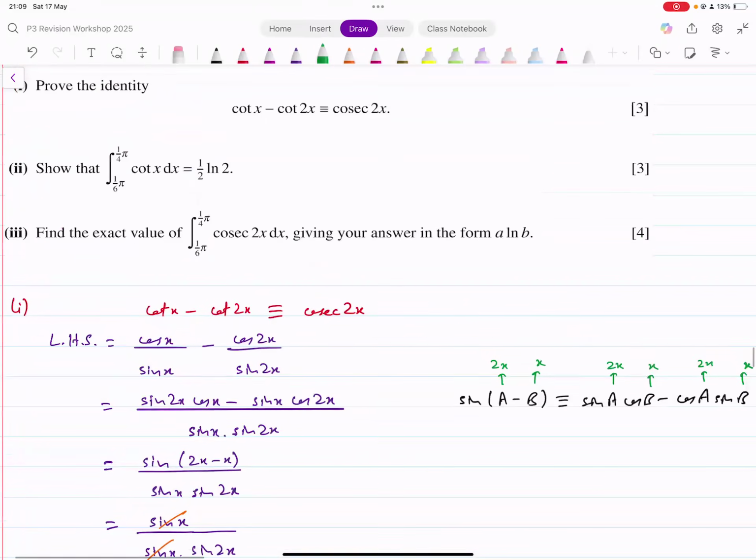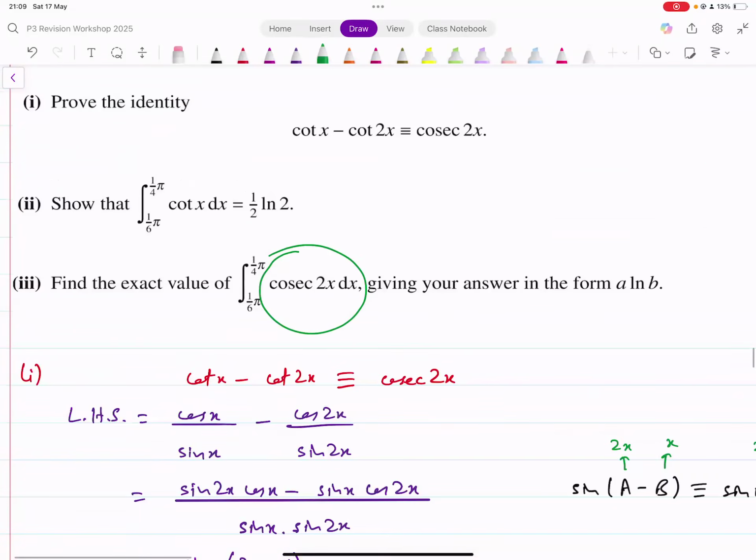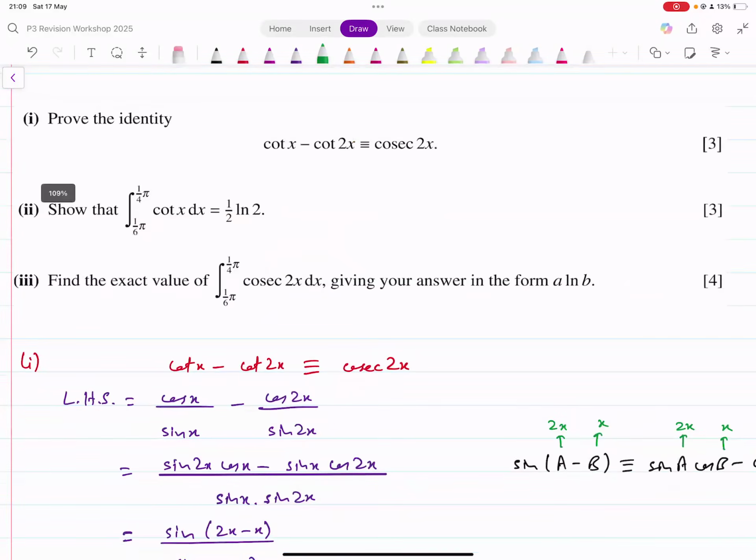In the third part here, you have cosecant of 2x. How do you integrate this now? Do we know how to integrate cosecant? We do not have a direct rule for this. So how do we do that?